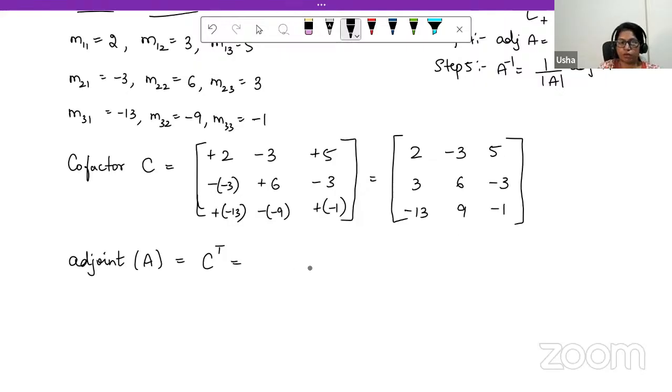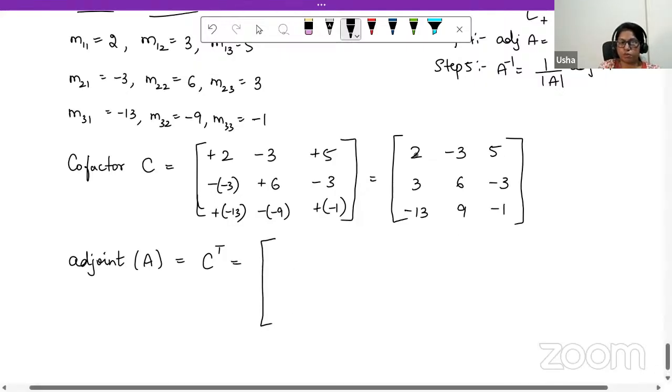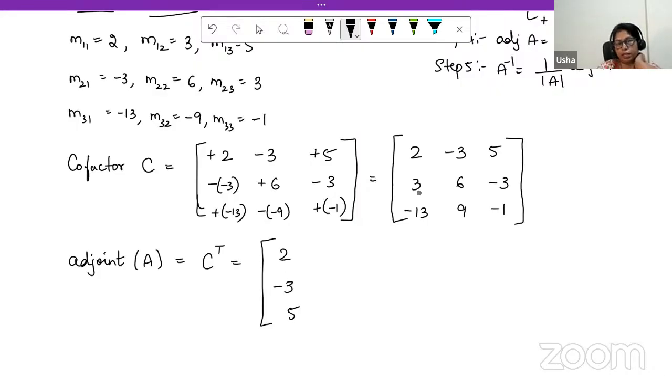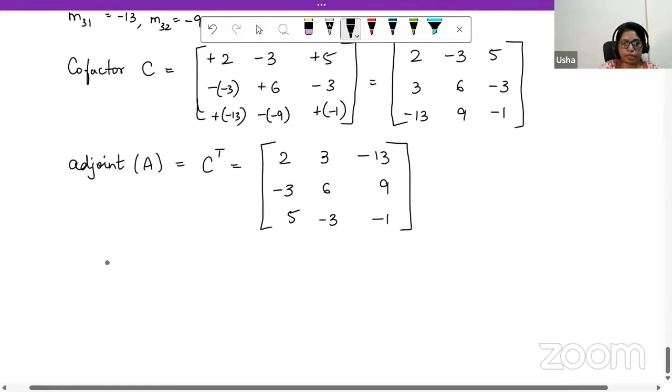So whatever you have here in rows, you have to interchange to columns. 2 minus 3 and 5 is the first row. I will write it as first column. 2 minus 3, 5. Second row is 3, 6 minus 3. So this is 3, 6 minus 3. Then here minus 13, 9 and minus 1. This is adjoint matrix. Now we will write A inverse. A inverse is equal to 1 by determinant A into adjoint of A.